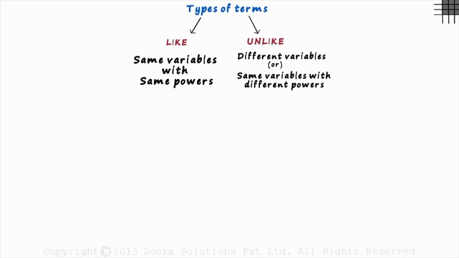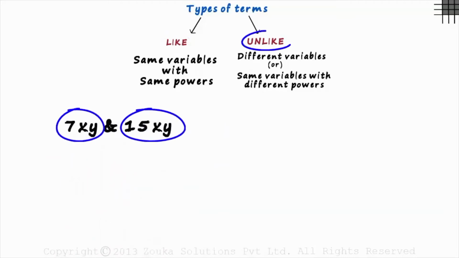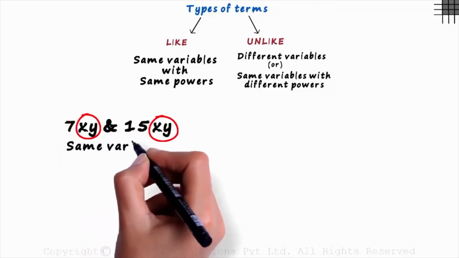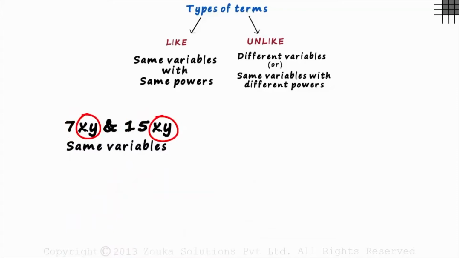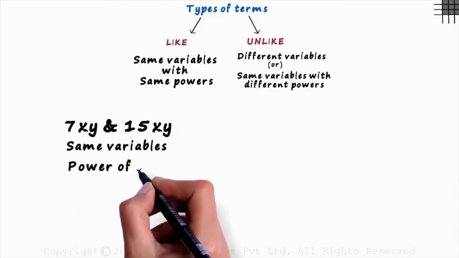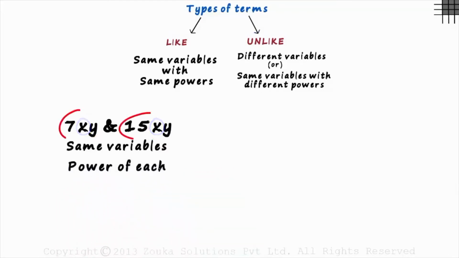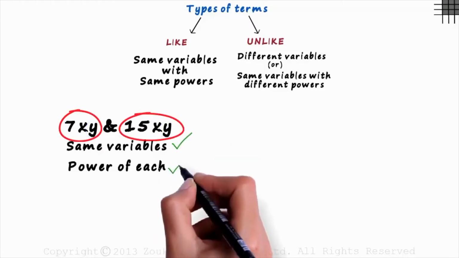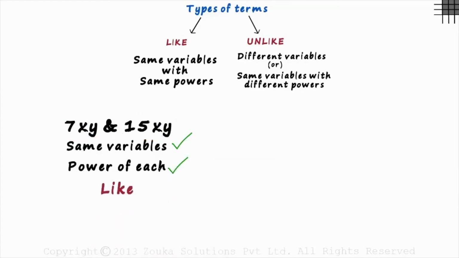Consider two terms, say 7xy and 15xy. Are these two terms like or unlike? Remember, to know the type, we just have to look at the variables and not the constants. Both these terms have the same variables, x and y. But that is not enough to tell us if they are like or unlike. The next thing we need to compare is the power of each variable. The powers of x are the same in each term, it's 1. And yes, the powers of y in each term is also 1. As both these conditions are satisfied, we can say that they are like terms. Same variables and same powers of each variable.